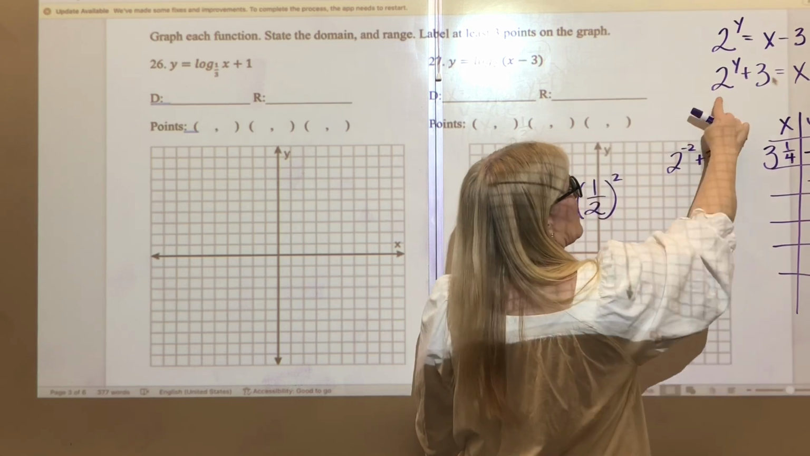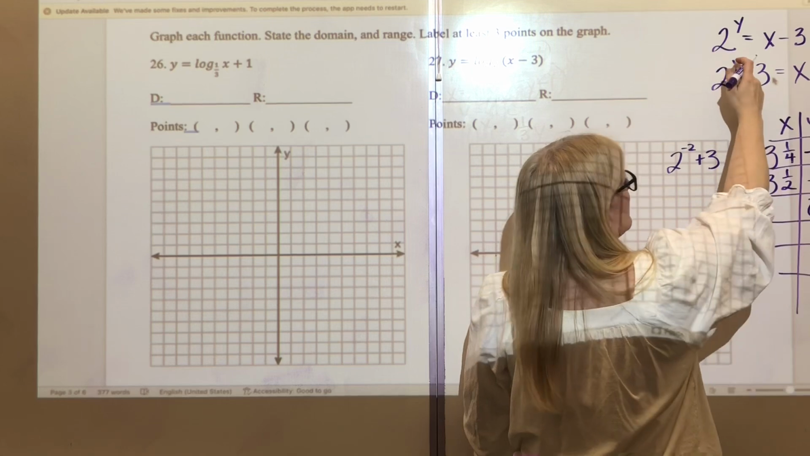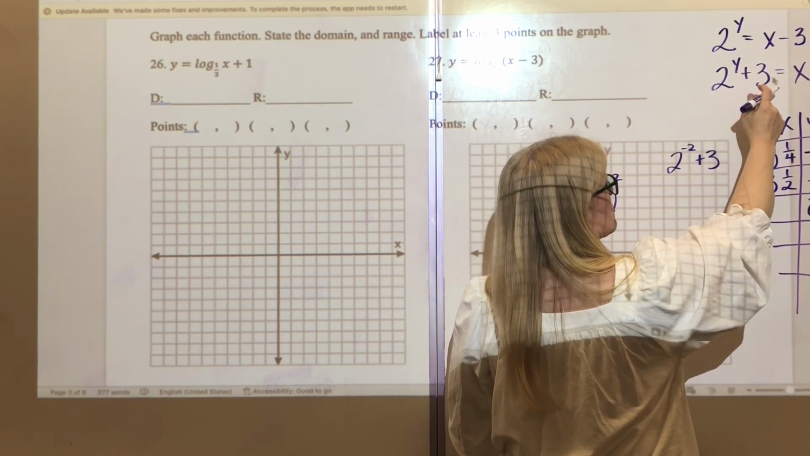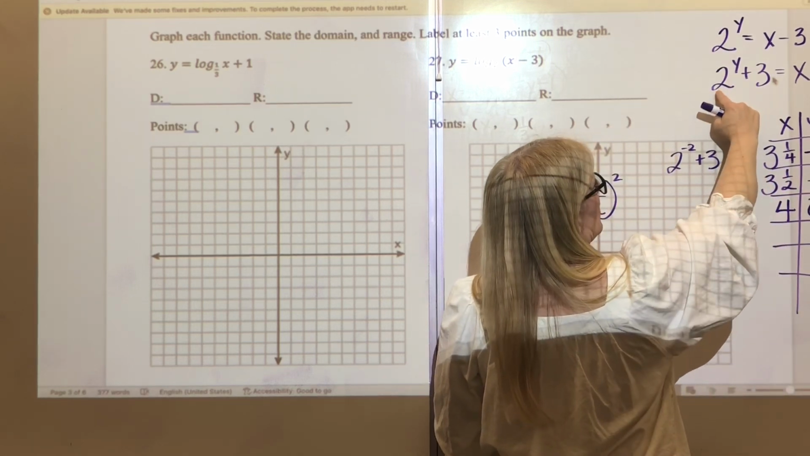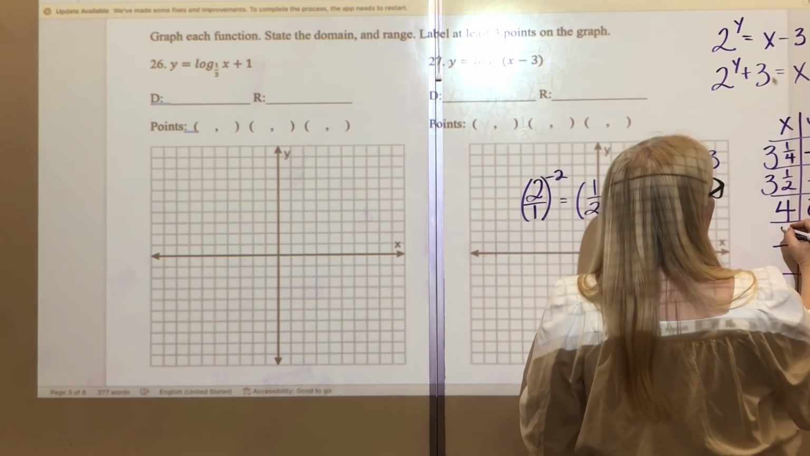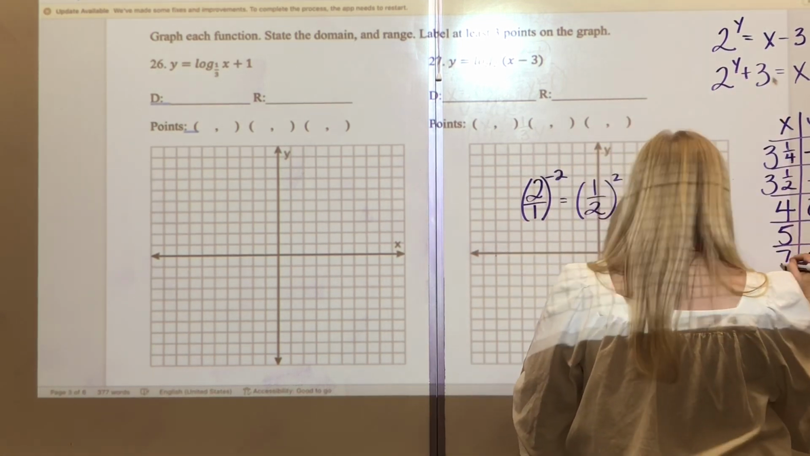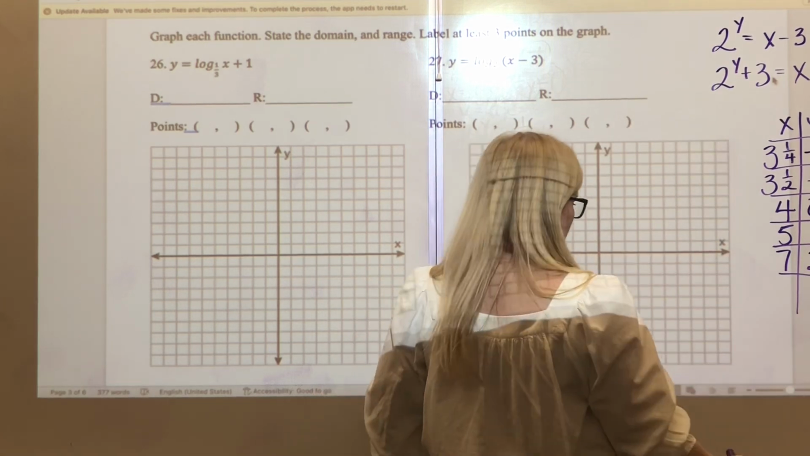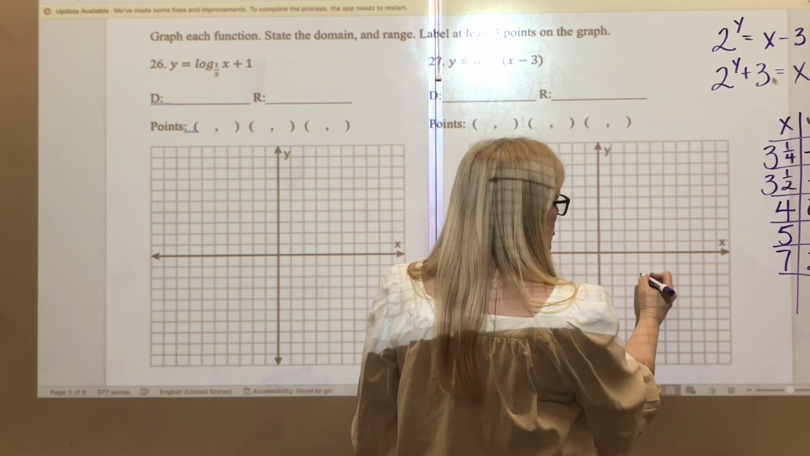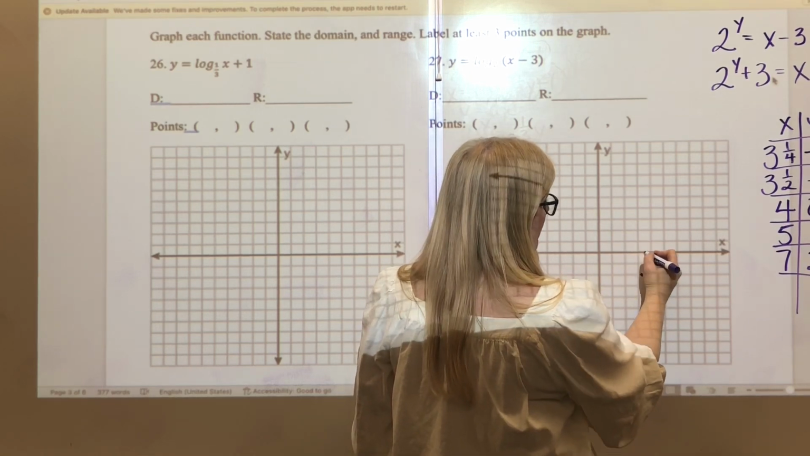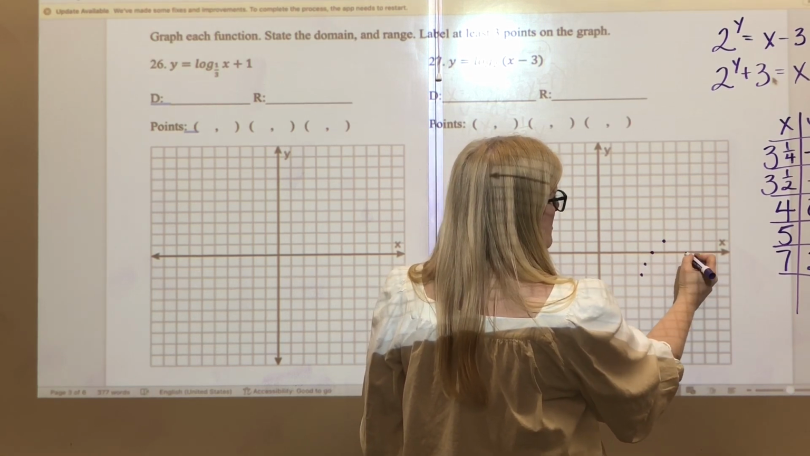Okay, at negative 1, I have 1/2 plus 3. That's 3 1/2. At 0, anything to the 0th power is 1. 1 plus 3 is 4. When y is 1, this is 2 to the first, which is 2, plus 3 is 5. And if I square it, I get 4 plus 3 is 7. So 3 1/4 and negative 2, 3 1/2 is negative 1, 4, 0, 5, 1, 7, 2.